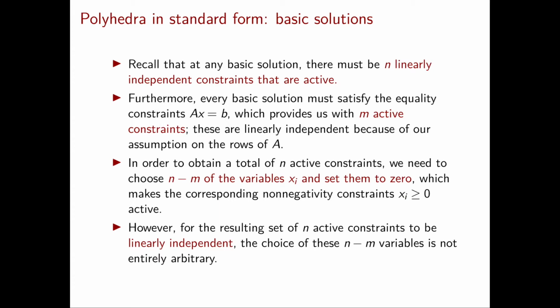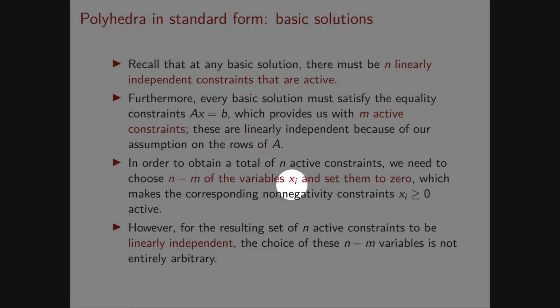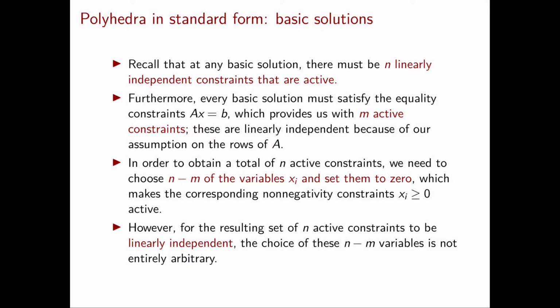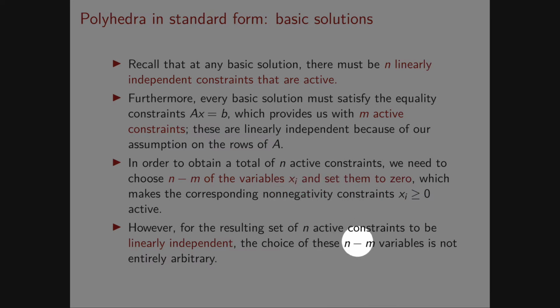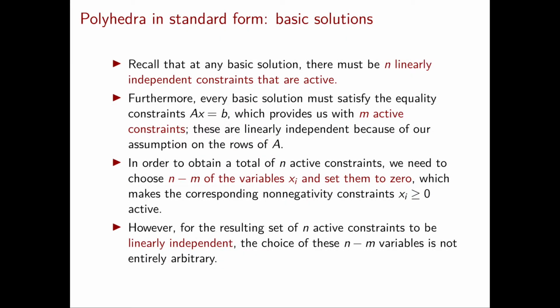Now, to obtain a specific basic solution, we need n minus m more active constraints. And the only other constraints that we're left with are the non-negativity constraints, which means that we need to select n minus m variables xi and set them to 0, because setting them to 0 makes the corresponding non-negativity constraint active. However, note that we can't simply choose any n minus m variables xi and set them to 0, because we still have to obtain that the total n active constraints are linearly independent.